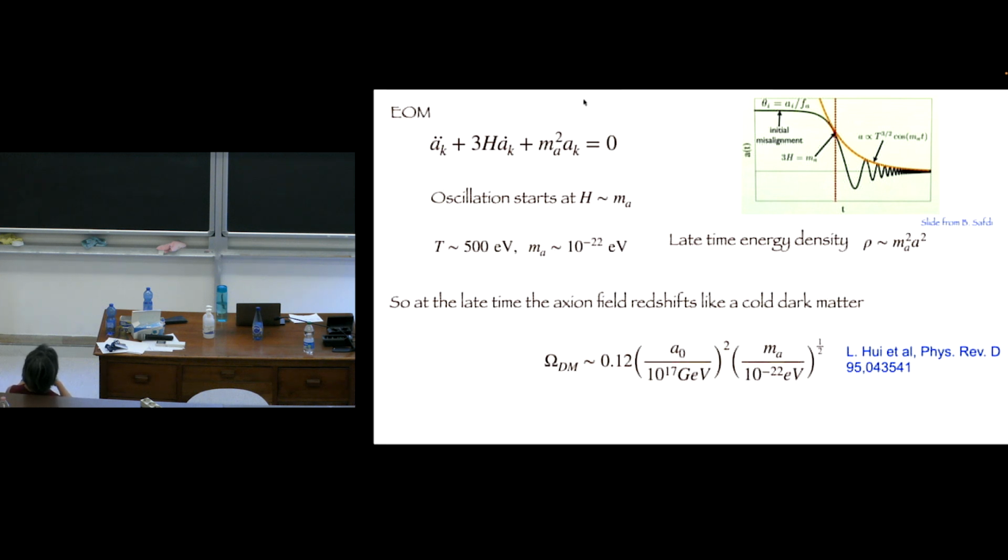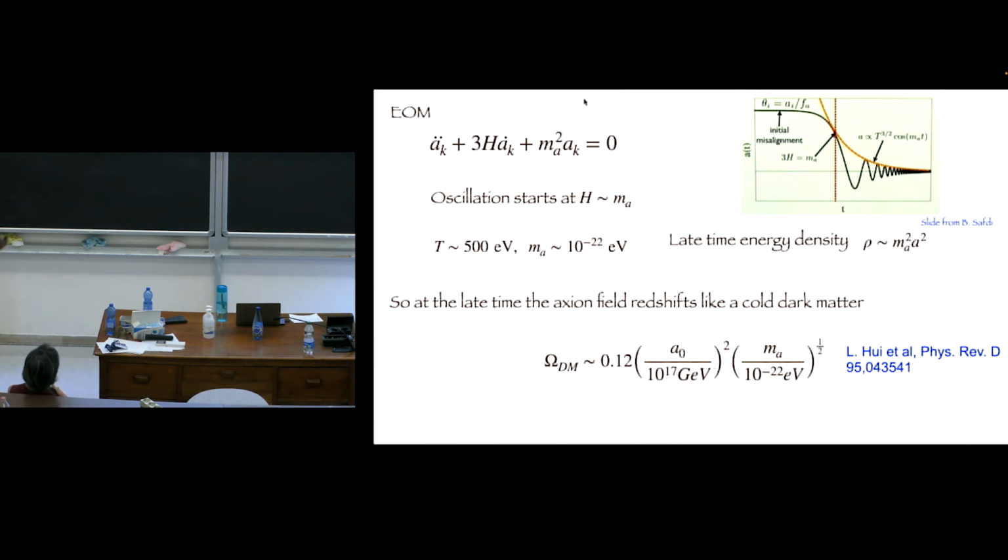This field starts oscillating when H is of the order of m_a, okay? If you compare H, which is T squared over M Planck, with the mass of 10 to the minus 22 eV, your temperature is 500 eV. At that temperature, the oscillation dominates, okay? And you can calculate the late time energy density of that scalar particle, which is m squared a squared, okay?